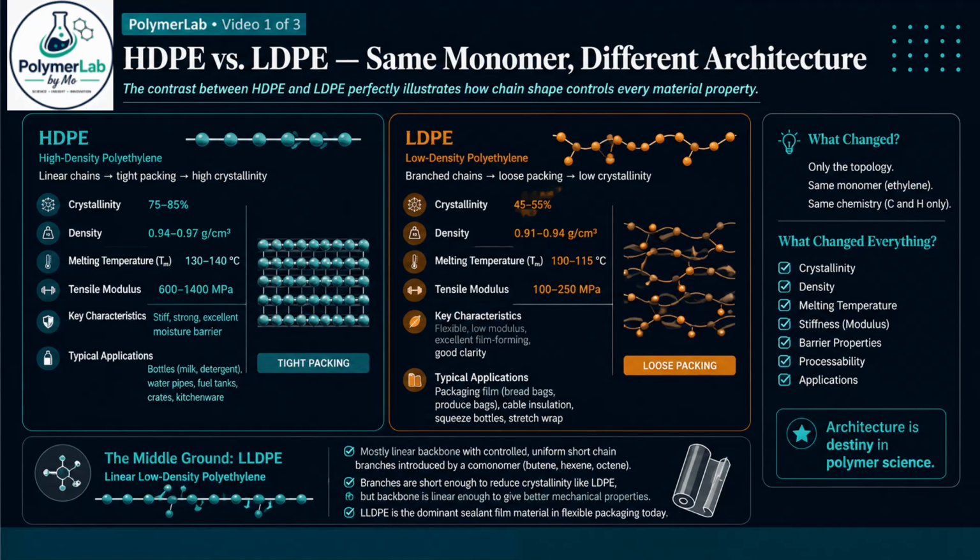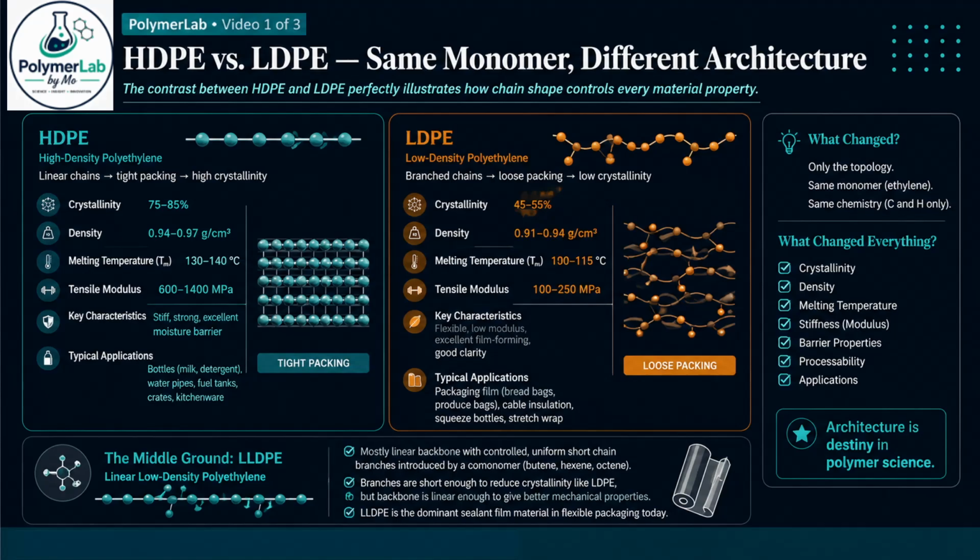LDPE on the right. Branched chains. Loose packing, crystallinity of 45 to 55%, density of 0.91 to 0.94 grams per cubic centimeter, melting temperature of 100 to 115 degrees, modulus of 100 to 250 megapascals. Flexible, excellent film forming, good clarity. Compared to HDPE, applications include packaging film for bread bags and produce bags, cable insulation, squeeze bottles, stretch wrap.